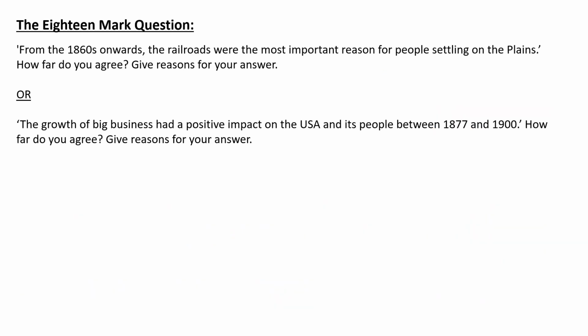Finally, year 11 for this paper, you would then have a choice of 18 mark questions. So you can see here two representative examples of the type of questions that you might get. So the first says, from the 1860s onwards, the railroads were the most important reason for people settling on the plains. How far do you agree? Give reasons for your answer.